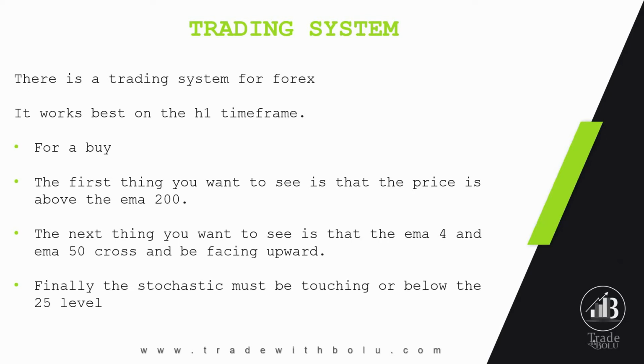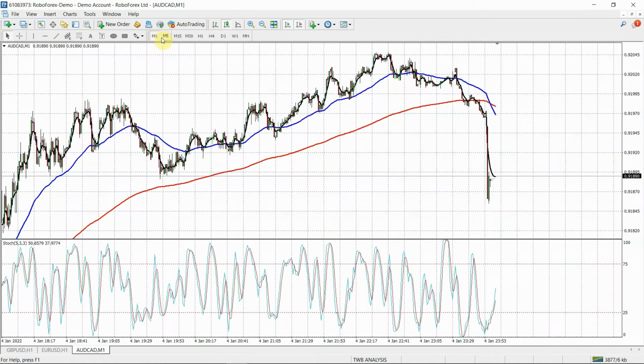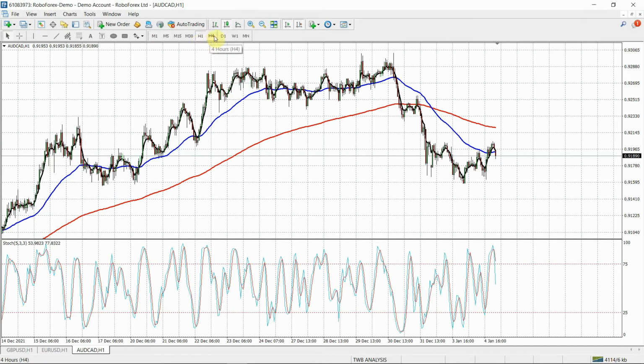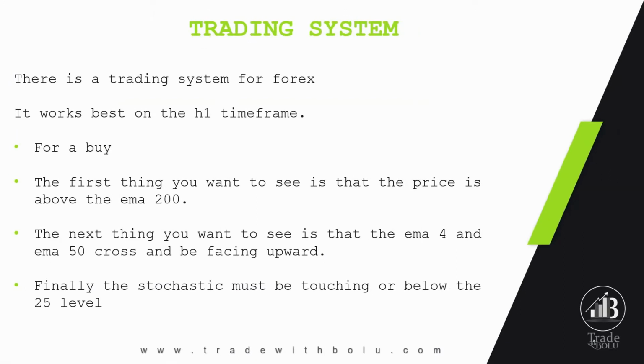So this is a trading system, right? And it is a trading system for Forex. It works best on the 1 hour time frame. So what's the H1 time frame or 1 hour time frame? This is exactly how you change the time frames as well. It's 1 minute, 5 minutes, 15 minutes, 30 minutes, and 1 hour. We have H4, which is 4 hours. And just by leaving your cursor on it, you could see that it has 1 hour written there. So this is 1 hour, just take note of that. So it works best on 1 hour, and this is the buy example.